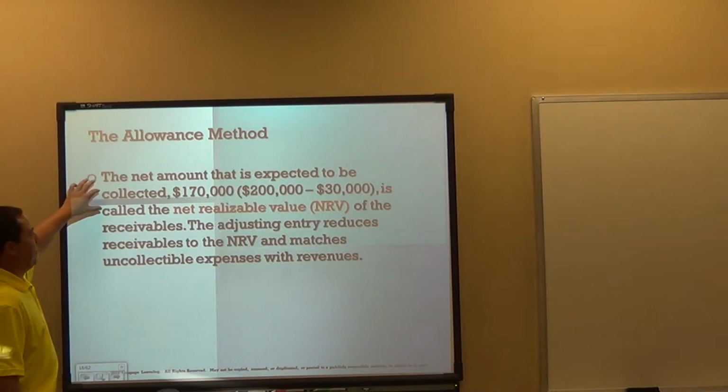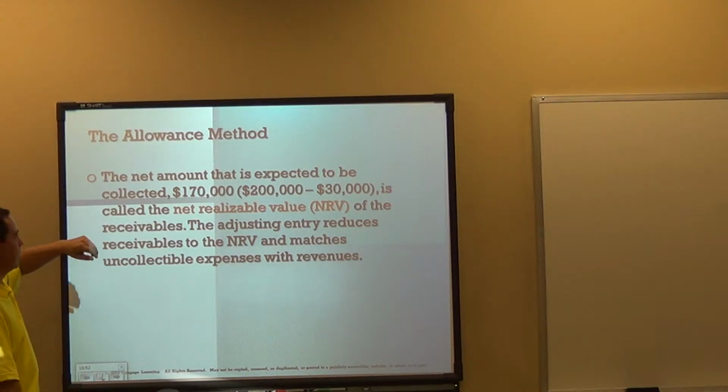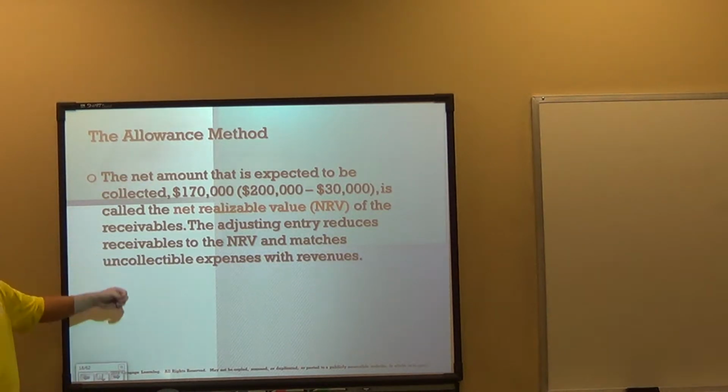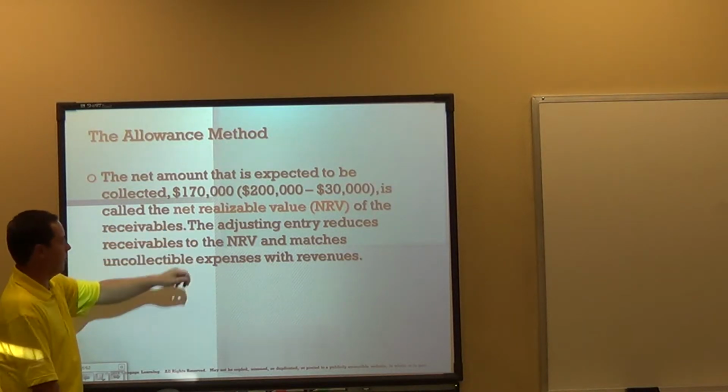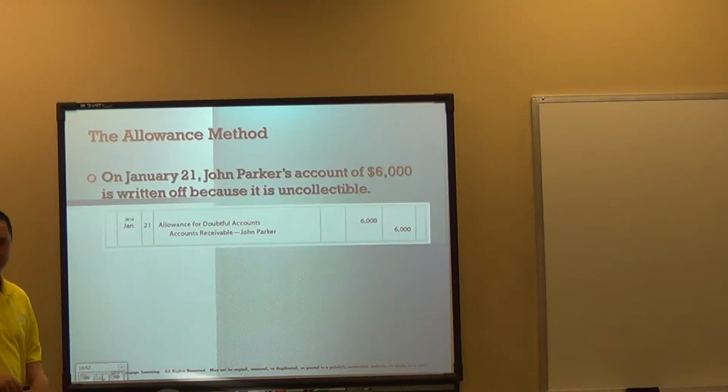So it's a contra asset account. The net amount that is expected to be collected is 170, that's just taking the 200,000 minus the 30,000. It's the net receivable value. The adjusting entry reduces receivables to the NRV, which is the net realizable value, and matches uncollectible expenses with revenues. So we'll take a look at what all that means, the verbiage, because it's more confusing than actually taking a look at it.